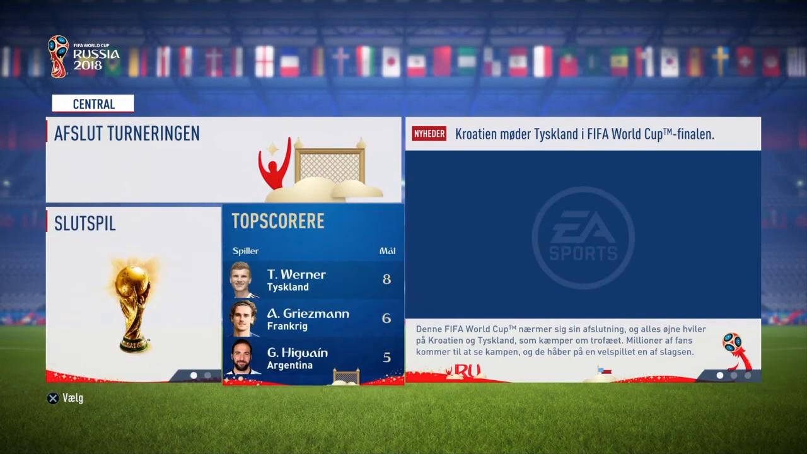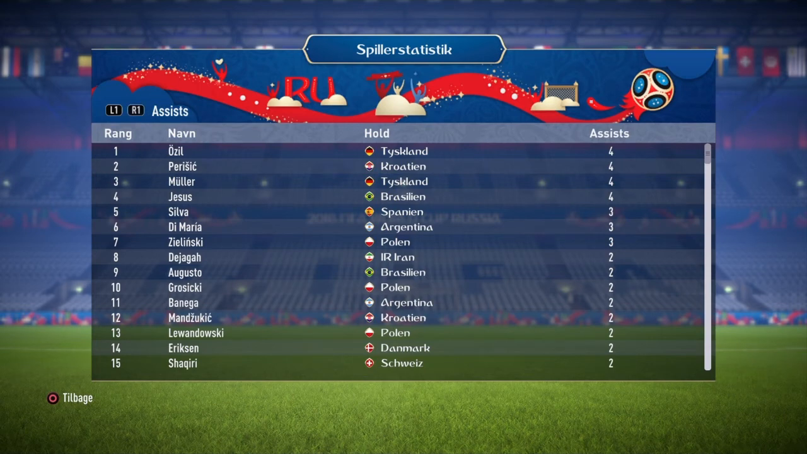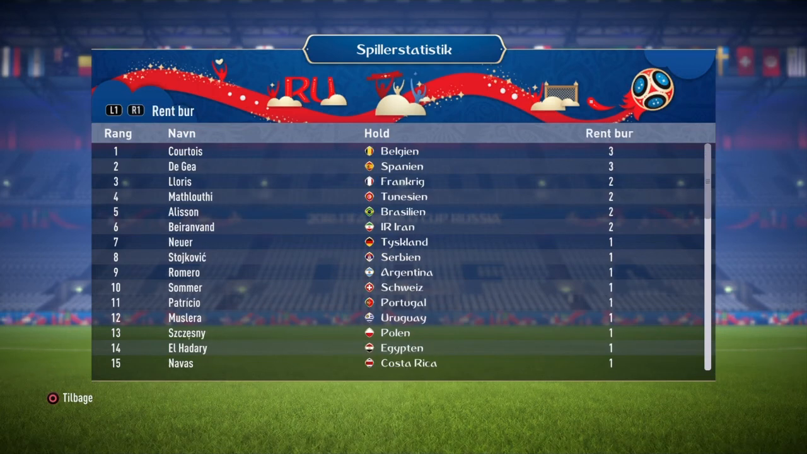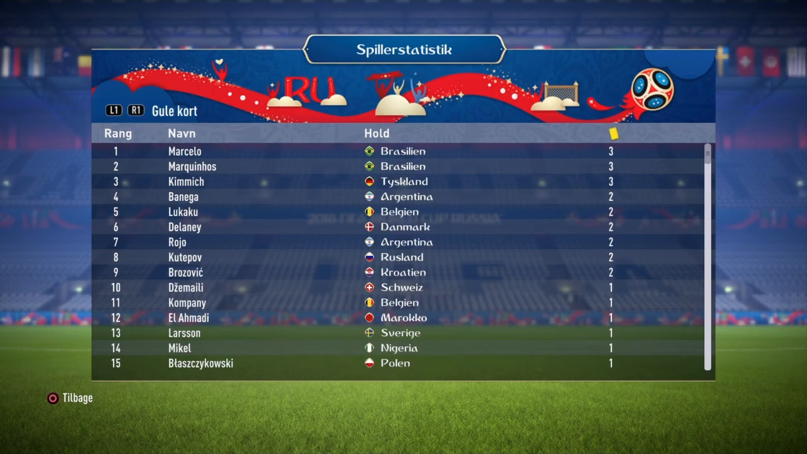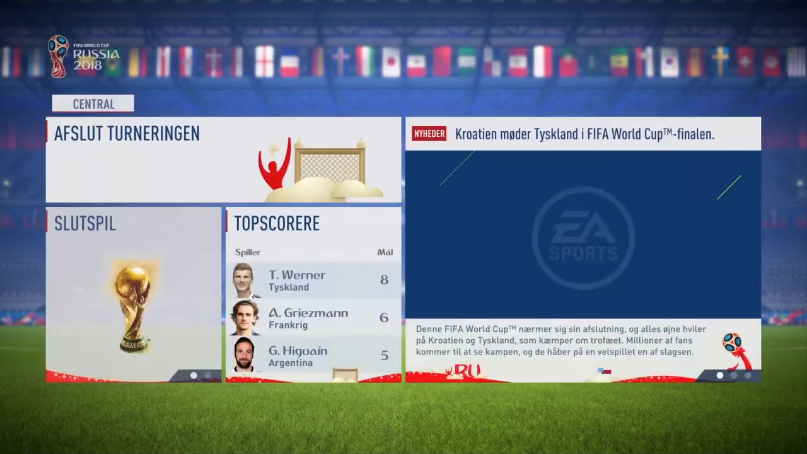Interesting. Let's see here the top scoring list. Timo Werner, as I said, he scored 8 goals. Griezmann scored 6, and they got knocked out in the last 16. Yes, and then we got assists were Özil, Perisic, Müller, and Gabriel Jesus all on 4. Clean sheets, Courtois and De Gea both on 3. Yellow cards, 3 yellow cards to Marcelo and Marquinhos, and Kimmich, and Rudiger and Mohammadi from Iran were the only 3 players to get a red card in the tournament.